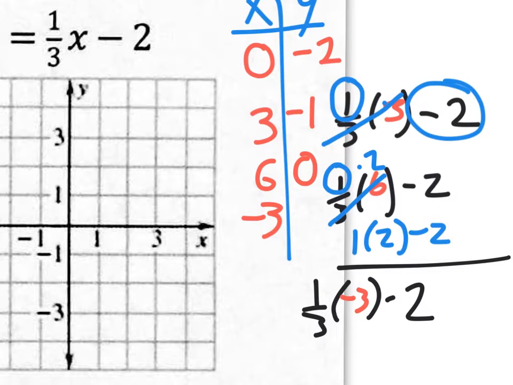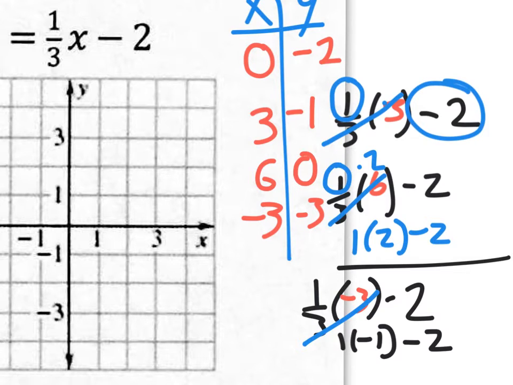So the 3 cancels, but I still have 1 times -1. That's really going to be a -1. So you really have 1 times -1 minus 2. So what's 1 times -1? -1. And what's -1 minus 2? -3. Okay, so we have a bunch of coordinates, right?